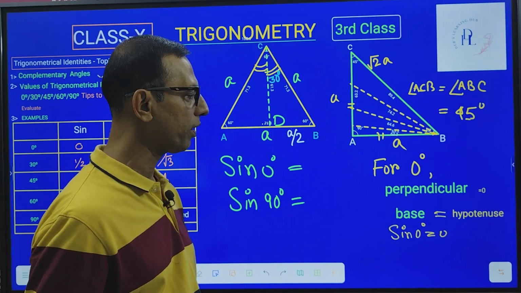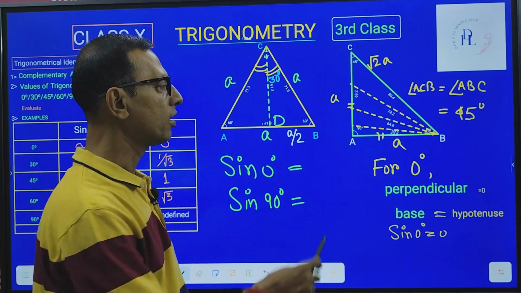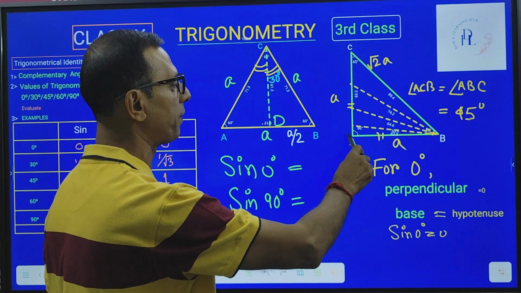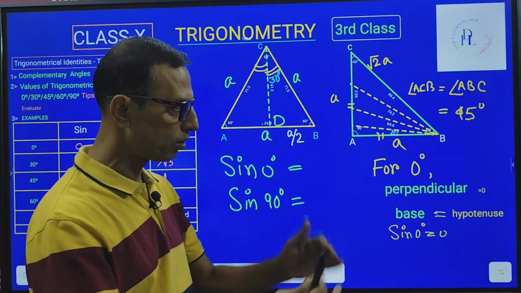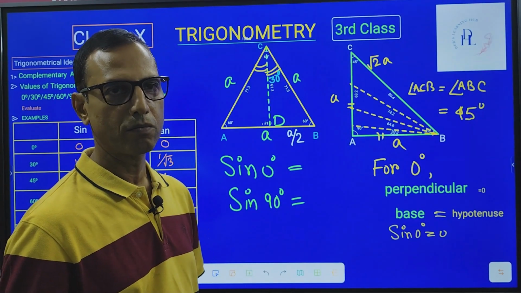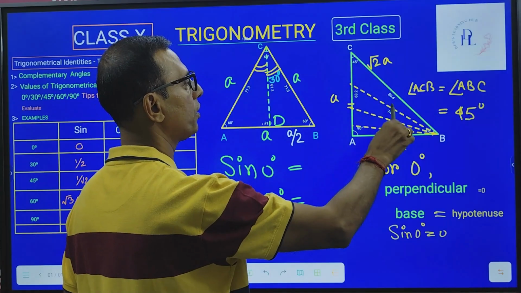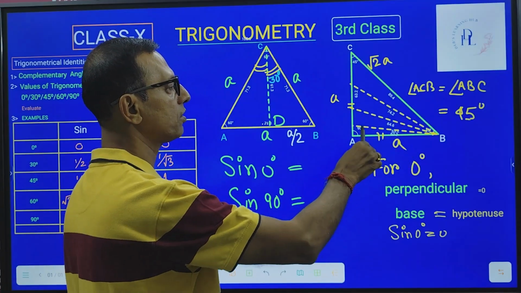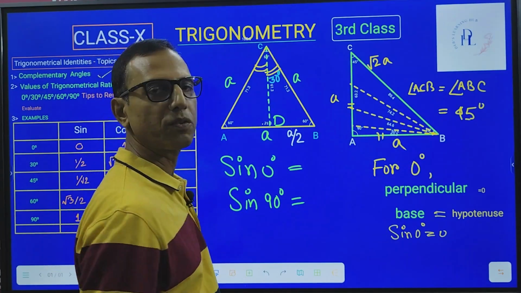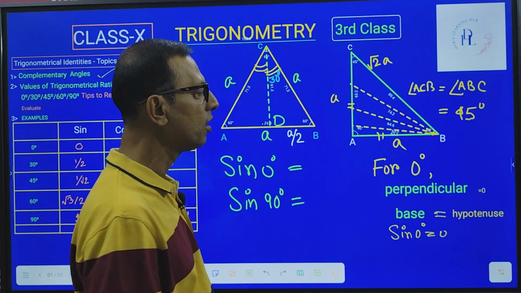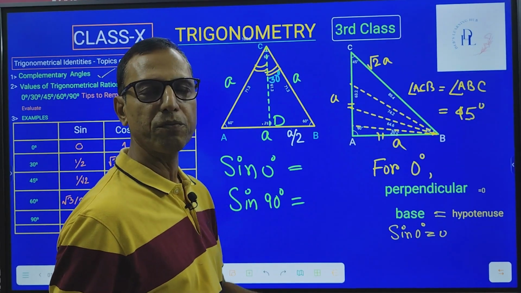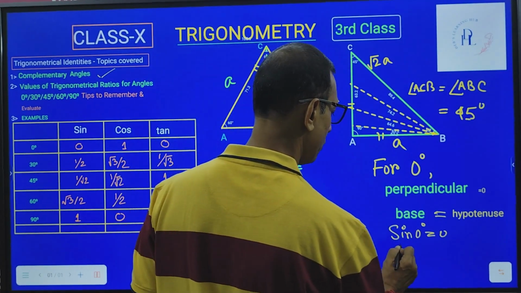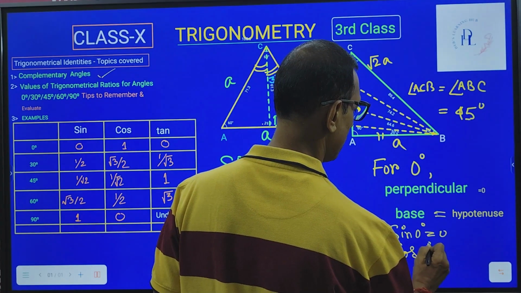And with respect to cos 0, what is going to happen? Cos 0 is base by hypotenuse. Now with respect to angle 0, this hypotenuse will be equal to base, because it will be overlying on the base itself, right? So the length of the perpendicular is diminishing and the hypotenuse will be equal to base. What is the formula of cos theta? Cos theta equals base by hypotenuse. If both base and hypotenuse are equal, that means cos 0 will be 1. So for 0 degree, cos 0 equals 1.